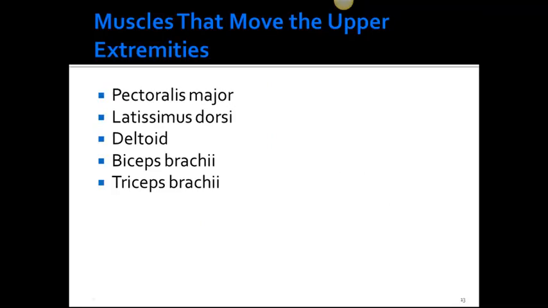Then we have our pectoralis, or our upper extremity muscles. Our pectoralis major flexes the upper arm. The latissimus dorsi extends the upper arm. The deltoid abducts the upper arm. And this is often used for an injection site in adults. The biceps brachii flexes the forearm, and the triceps brachii extends the forearm.